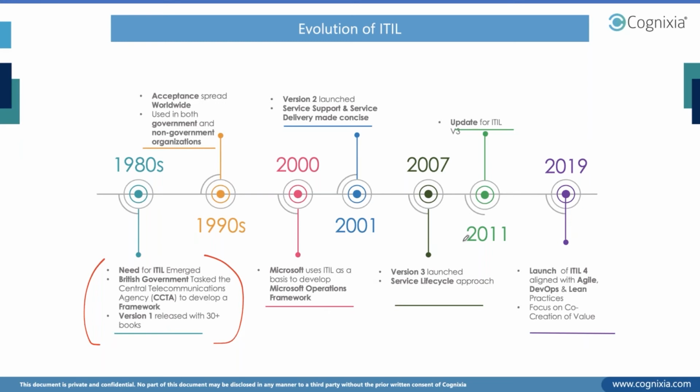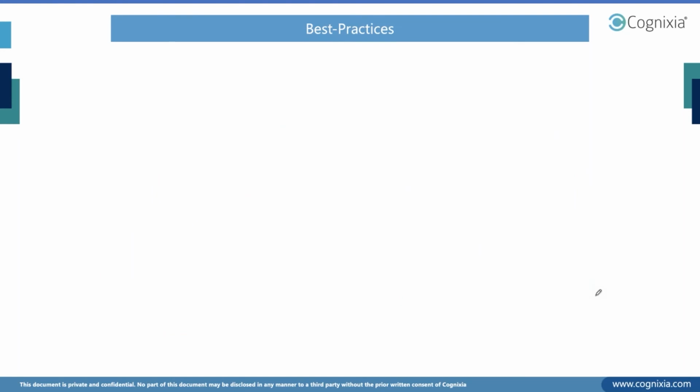There are many changes that have happened over these 8 years in our IT industry. All these changes have been adopted in ITIL 4, and ITIL 4 is more in alignment with Agile, DevOps, and Lean.